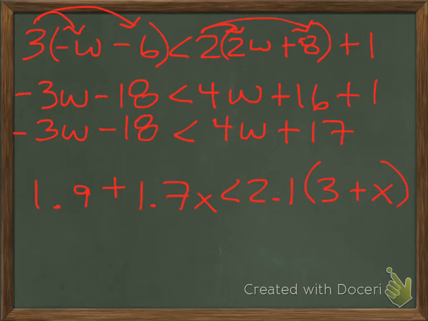And then we want to combine our variables across the inequality symbol. So we do the opposite. This is negative 3w, so I'm going to add 3w. I get negative 18 is less than 7w plus 17. I'm running out of room here. Let me move this down a little bit.